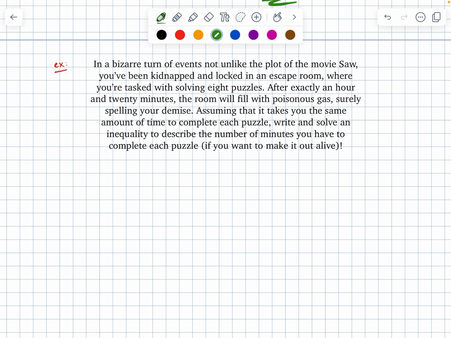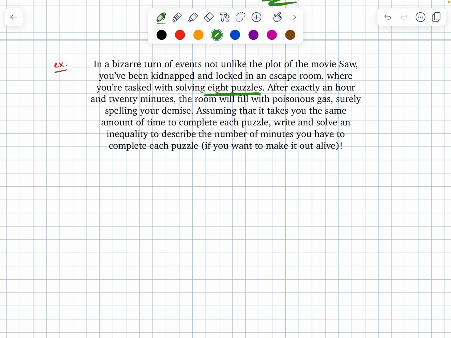Give yourself 3 minutes. Let's come up with a game plan here. I need to figure out what pieces of this are useful to me. I need to define a variable. I need to build an inequality, and I need to solve it. Have at it. Let's do it. Alrighty. So reading through left to right, front to back, I know that the first sentence, the only really useful piece of information that it gives me, I have 8 puzzles to solve in total.